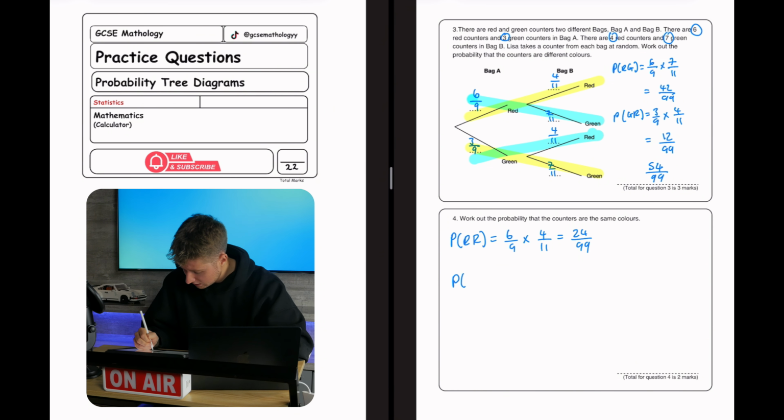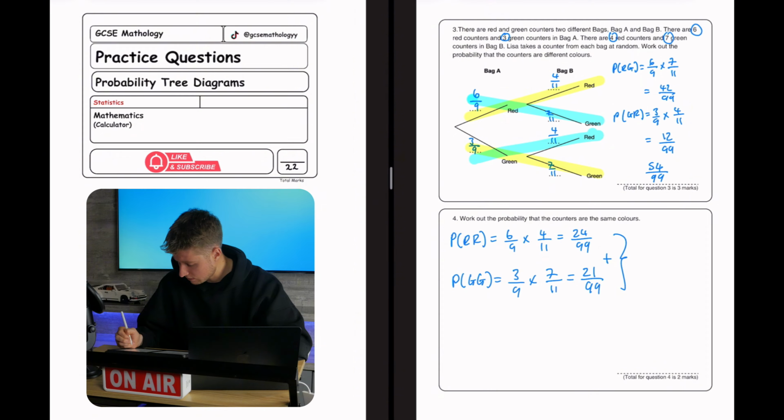And then the probability of a green and then another green is equal to 3 over 9 multiplied by 7 over 11, which is equal to 21 over 99. And then we add the two probabilities together to get the resultant. So 24 plus 21 is 45 over 99. So the final answer is 45 over 99.